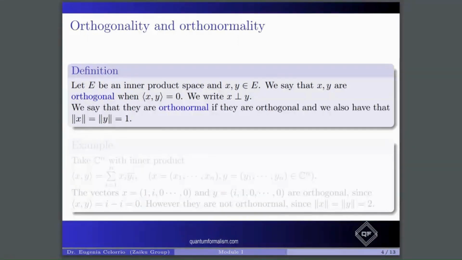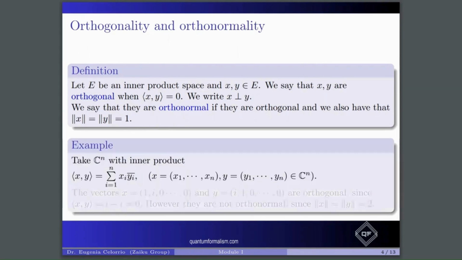We say that they are orthonormal if they are orthogonal, and we also have that the norm is equal to 1. Again, remember that as soon as we have an inner product, we have a norm defined by this inner product, and this is the norm we are taking here. So we have that two vectors are orthonormal if they are orthogonal and the norm is 1. So let's take an example.